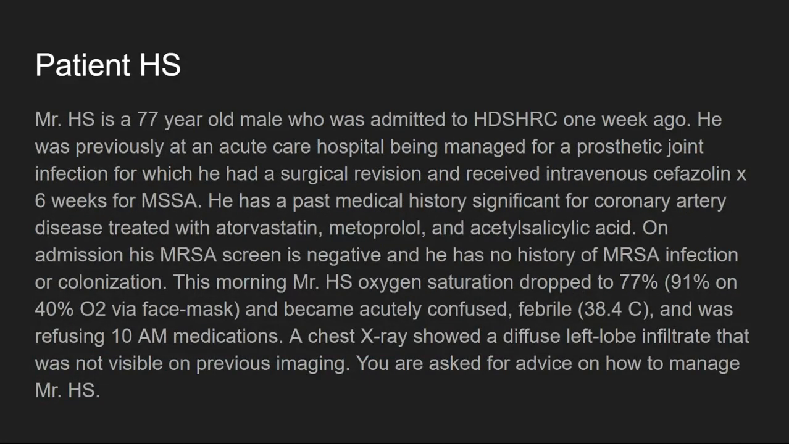For Mr. HS, who's our 77-year-old male with a little bit more of a severe presentation of pneumonia, he has had a recent hospitalization as well as recent intravenous antibiotics, so we need to be concerned about more difficult to treat organisms such as Pseudomonas. But he does not have any risk factors for MRSA. His MRSA screen is negative, and he has no history of MRSA infection or colonization. So for him, it's appropriate to start him on piperacillin tazobactam and then reassess how he's doing.